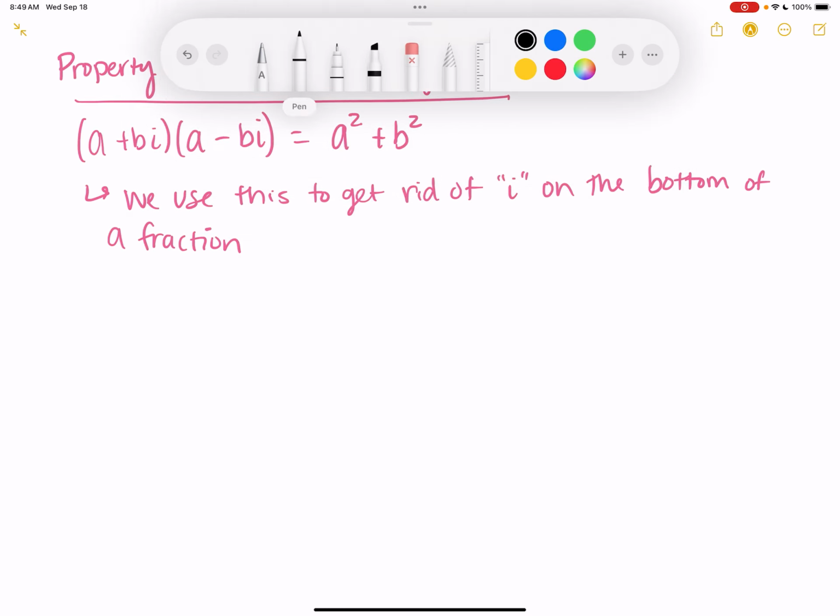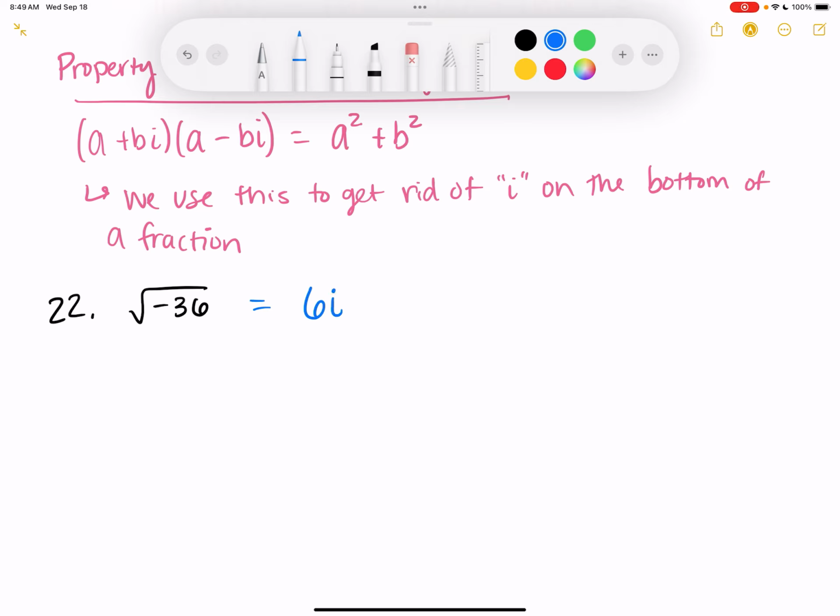Okay, first problem, write each number as a product of a real number and i. So 22, they give us the square root of negative 36. Ignoring the negative for the moment, what's the square root of 36? 6. Because there's a negative under here, all I do is write 6i. And that would be the answer.